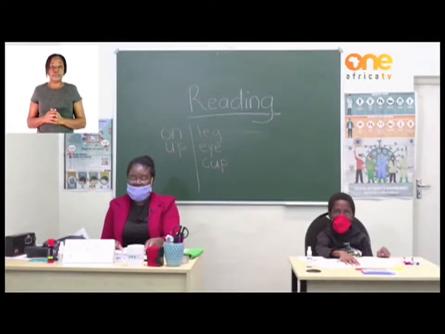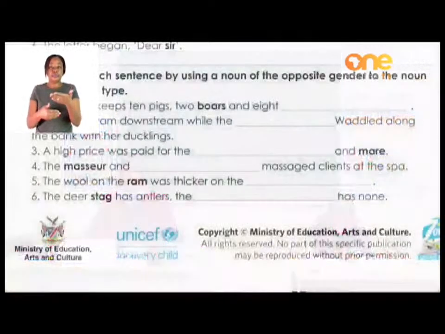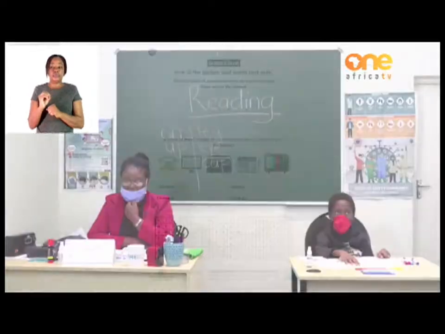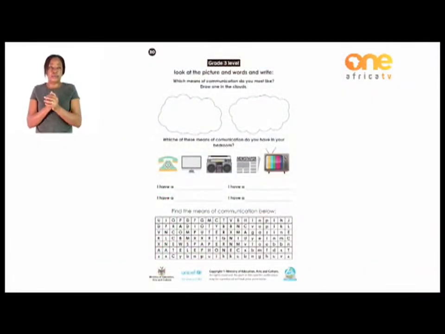Let's go over to page 30 with the grade 3s. Look at the picture and words and write, which means of communication do you like most? Draw one in the clouds. You have the communication tools which are given here under. Remember we did them. We gave them the names also. So now you know which one is your favorite, the one that you like most. I want you to choose from these ones and draw it nicely and neatly in those 2 clouds above them.